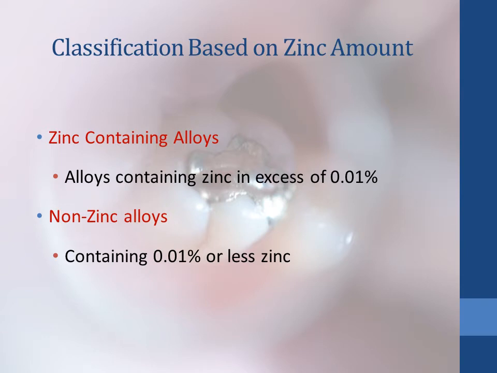And finally, the third classification based on the zinc amount. So there are two types of alloys, zinc containing alloys and non-zinc alloys. The zinc containing alloys contain zinc in excess of 0.01%, and non-zinc alloys contain less than 0.01% zinc. So these are the three major classifications of amalgam.